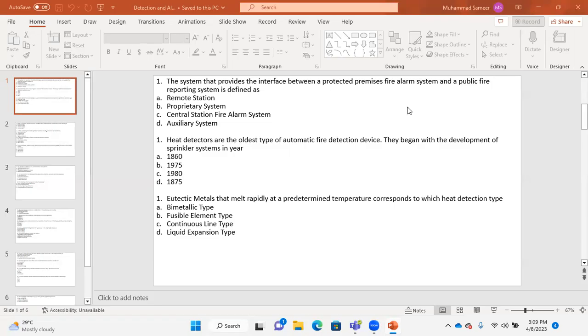Question number two. Heat detectors are the oldest type of automatic fire detection device. They began with the development of sprinkler systems in year.